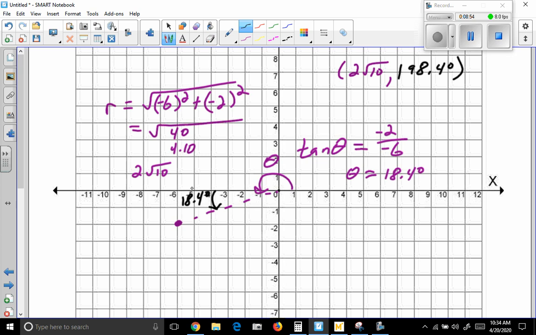Remember, the reference angle is always measured from horizontal. So this horizontal is 180. Go past it 18.4 and you get to 198.4. So that's converting from rectangular coordinates to polar coordinates.